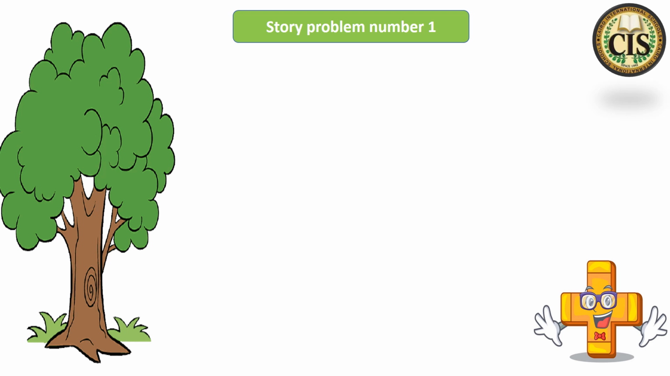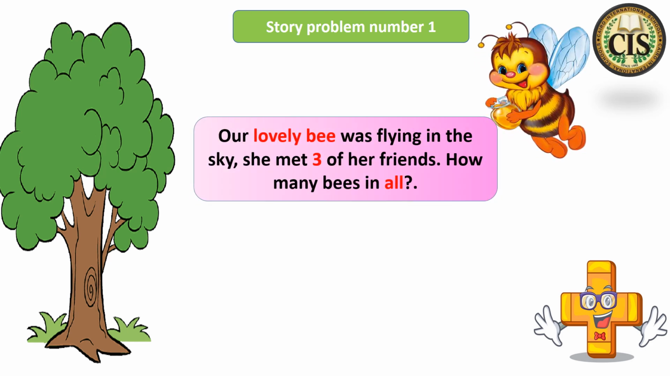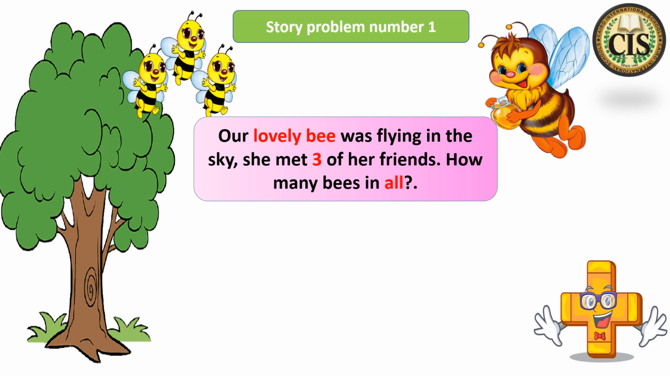Story problem number 1. Do you remember the steps of solving any story problem? First, we said you have to read the story problem carefully, circle the numbers, and underline the keyword. Let's read the story problem together. Our lovely bee was flying in the sky. She met 3 of her friends. How many bees in all? Here we have this cute bee, and she met 3 of her friends. We want to know the total number of bees or the sum of bees.